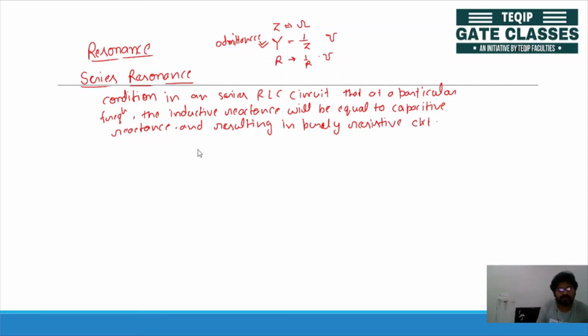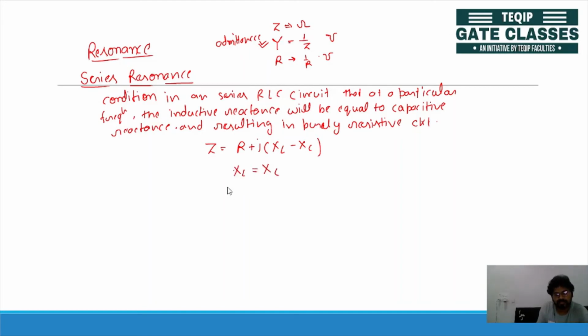Okay, so what it means, if you are in series RLC circuit, we have seen our impedance was R plus j(XL minus XC). Okay, so what is the condition of resonance? At resonance, at a particular frequency, the inductive reactance will be equal to the capacitive reactance. Means this XL will be equal to XC, and your circuit will be purely resistive. Okay, so at what frequency will it happen? At a particular frequency, your XL will be equal to XC.